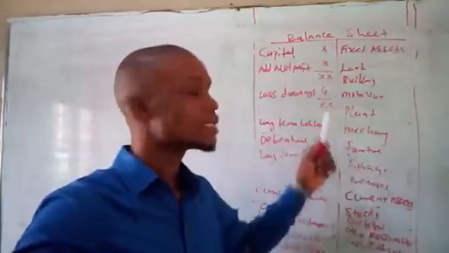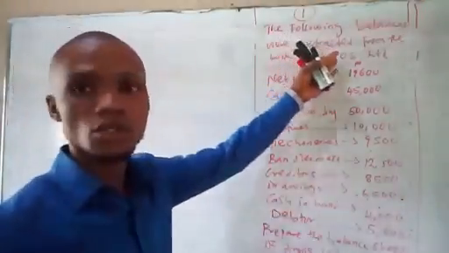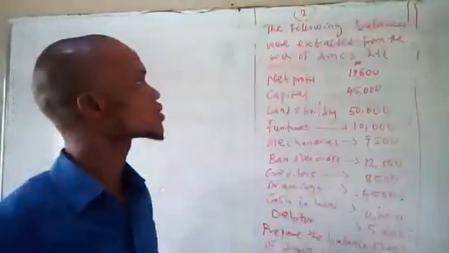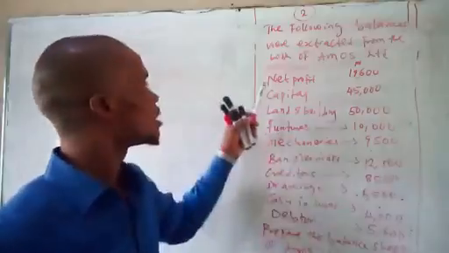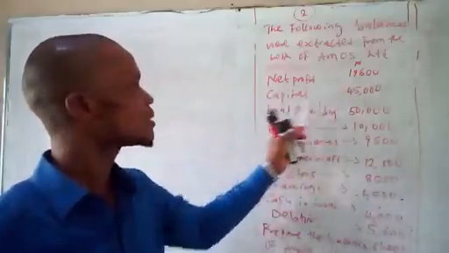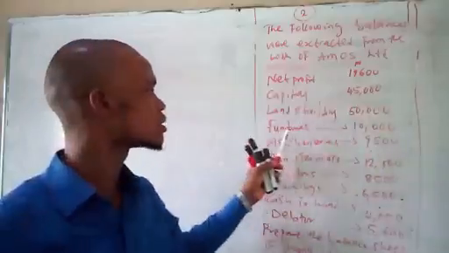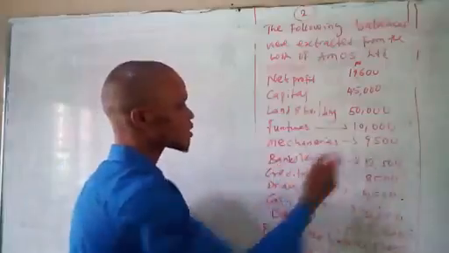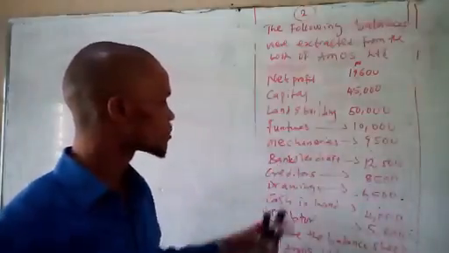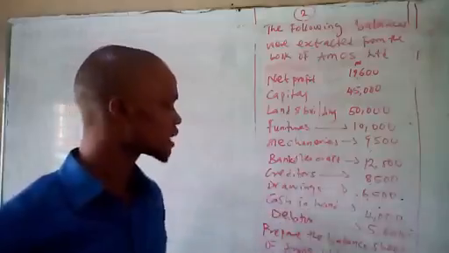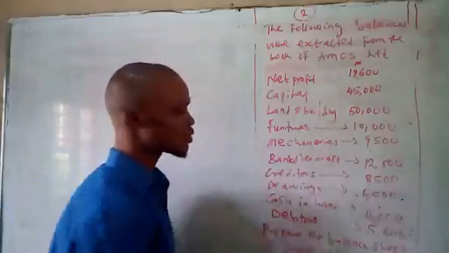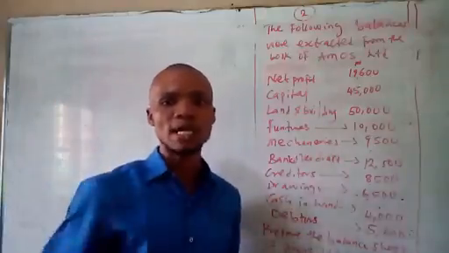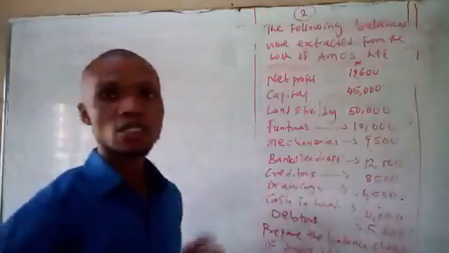Alright, you are welcome back. Illustration 2. We treated illustration 1 last week. For illustration 2, the following balances were extracted from the books of Amos Limited. Net profit 19,600. Capital 45,000. Land and building 50,000. Furniture 10,000. Machinery 9,500. Bank overdraft 12,500. Creditors 8,500. Drawings 6,500. Cash in hand 4,000 naira. Debtors 5,600. You are required to prepare the statement of financial position, previously known as balance sheet, as at 31st December 2018.